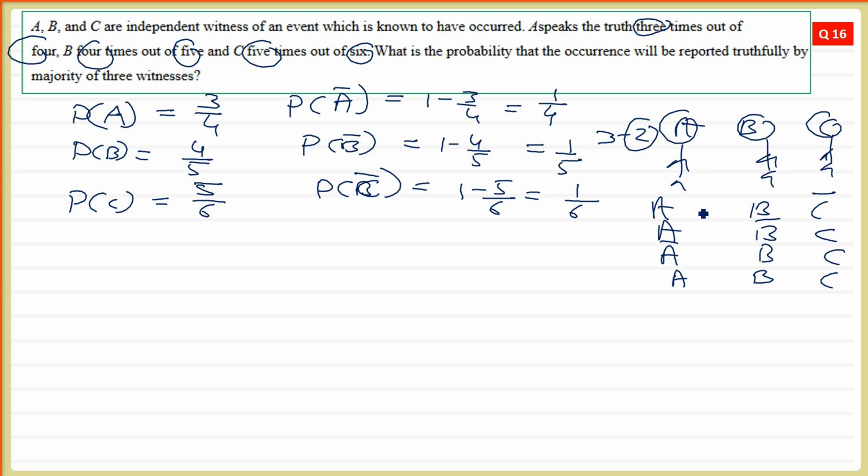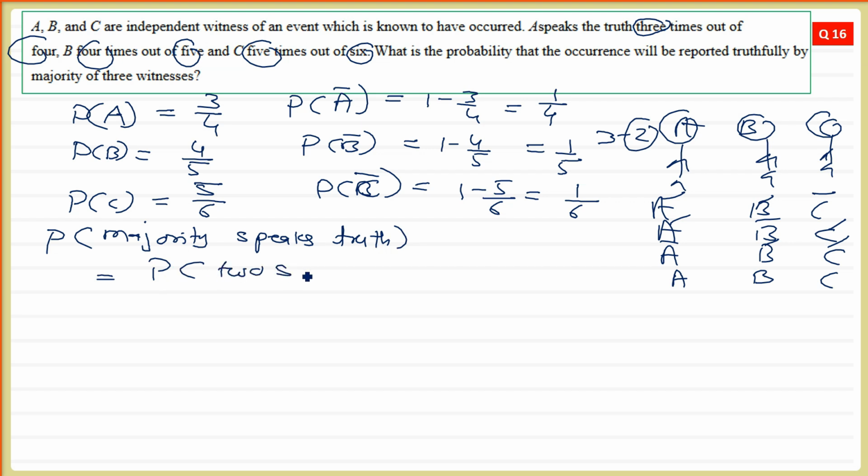When they say the truth, this is also majority. Majority is basically 2 out of 3. So even if 2 of them say truth, this is majority. But if all of them are saying truth, this is also majority. So we have to write this in the form of probability. The probability of majority speaking truth, or majority of the 3 witnesses speaking the truth, you can write in whole or in short also. This will be probability of 2 speaking truth at a time and 1 denying, or all of them speaking the truth.